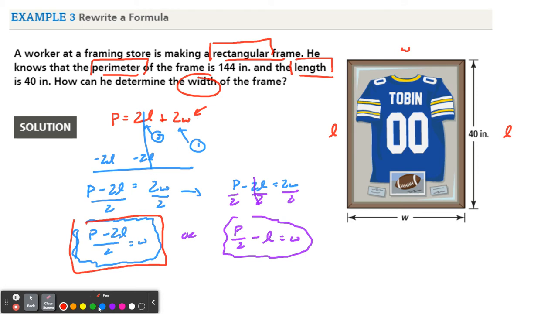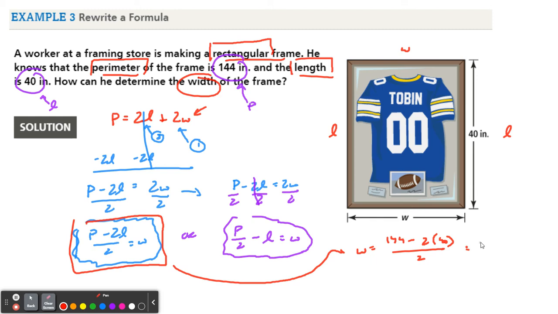So now they gave us some numbers. They gave us that the perimeter is 144, so that's my P. They gave us that the length is 40, so that's my L. So we're going to plug in 144 for P and 40 for L. So let's take this equation over here. So W equals 144 minus 2 times 40 divided by 2. And the beauty is that you just type that in your calculator all at once. 144 minus 2 times 40 divided by 2. And that's going to be 32. Your width is going to be 32 inches.